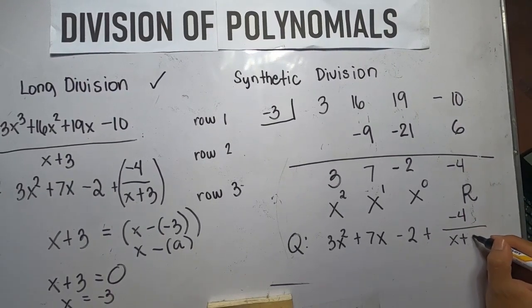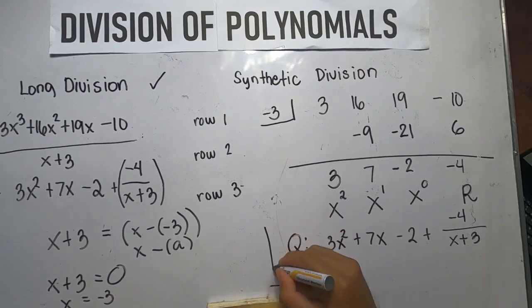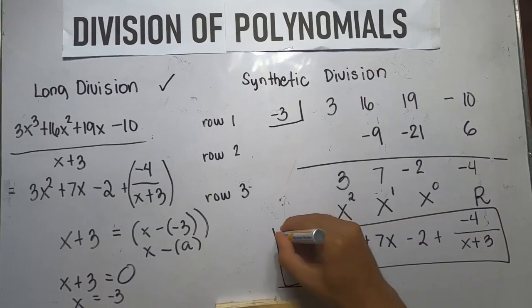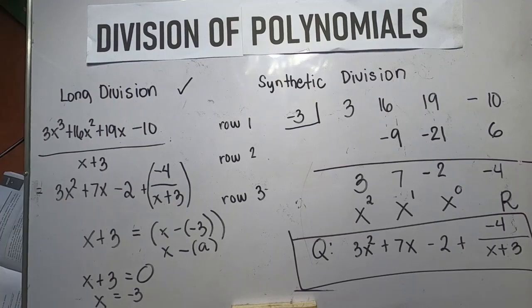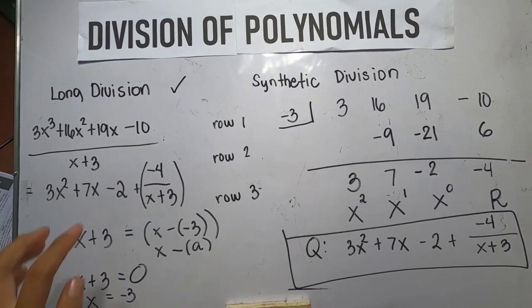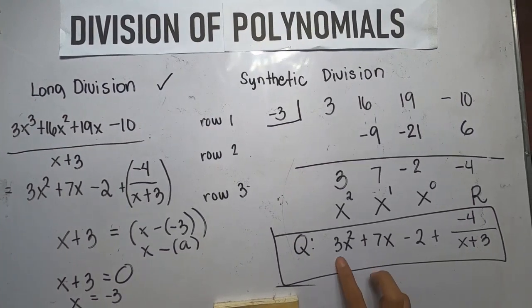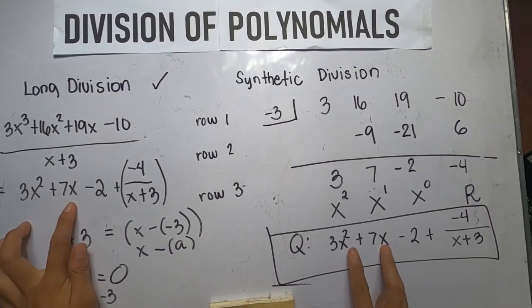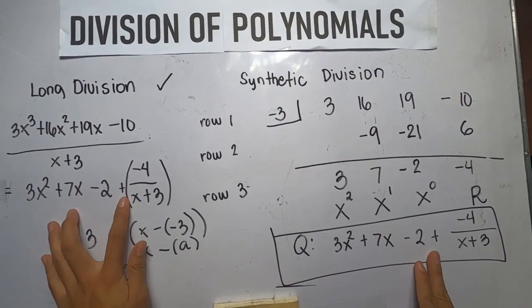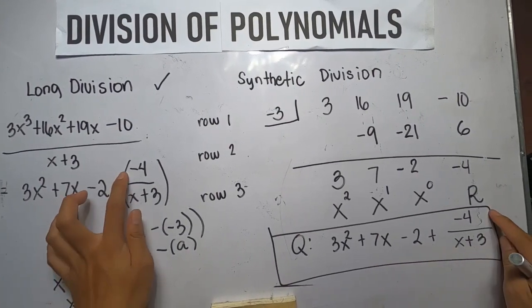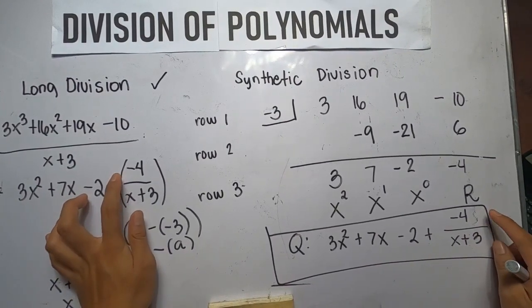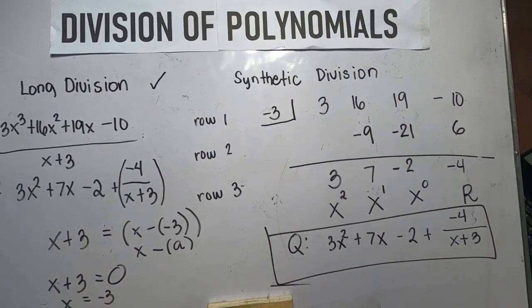divisor, x plus 3. So as you will notice, the quotient in synthetic division is the same as the quotient in long division. That is 3x squared plus 7x minus 2 plus a remainder of negative 4 that is expressed as negative 4 over x plus 3.